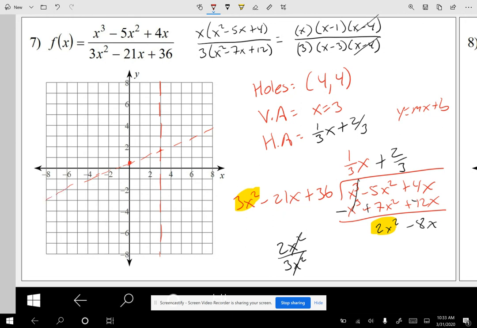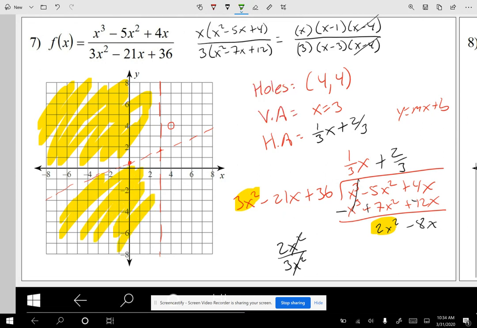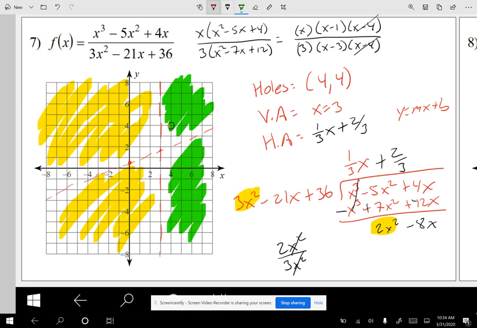So my line's a little slanted. I have a hole at x = 4. All right, let's take a look. To the left of my asymptote, I'm in this section or this section. To the right of my asymptote, I'm in this section or this section.